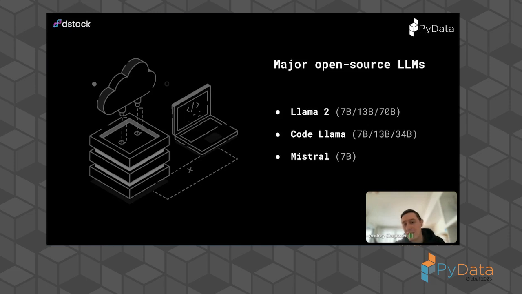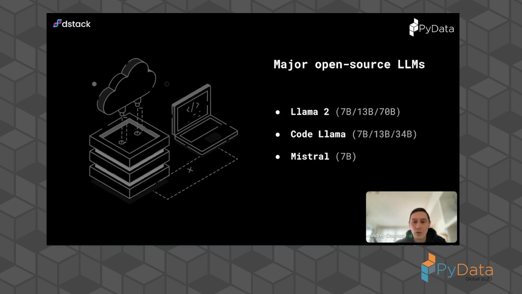CodeLlama can not only complete code, it can also change the code in the middle, a technique known as fill in the middle. And it's also offered in 3 different sizes, though the largest model is not 70 billion, but half of the size. And the third one in our list is Mistral.